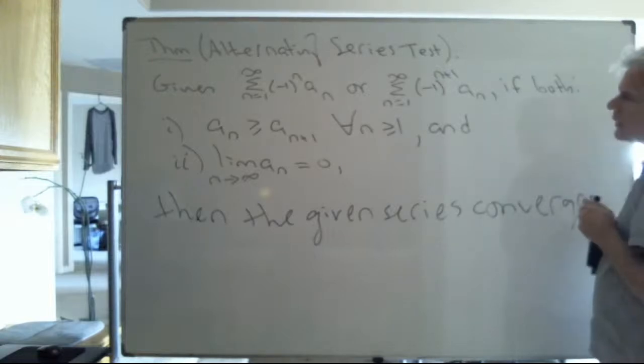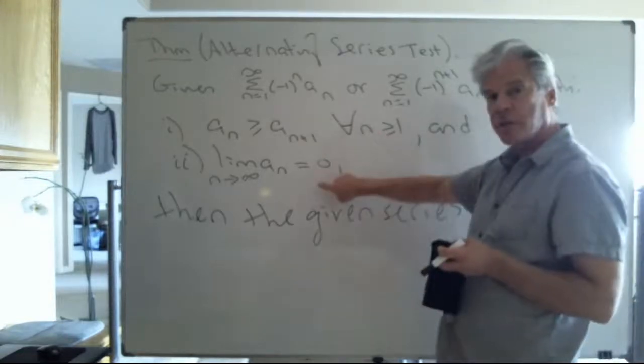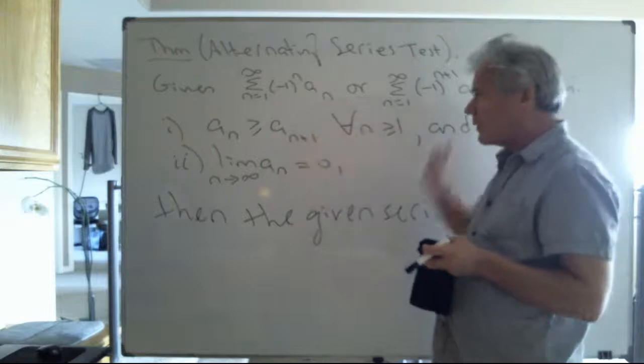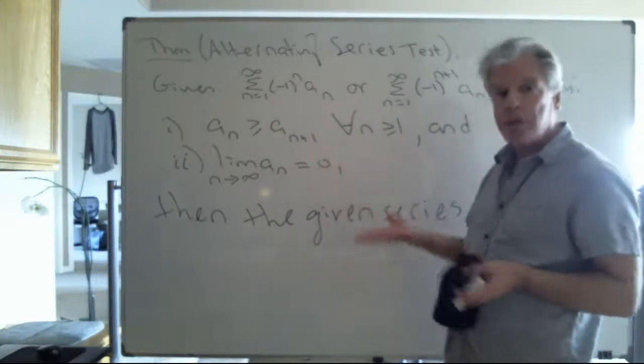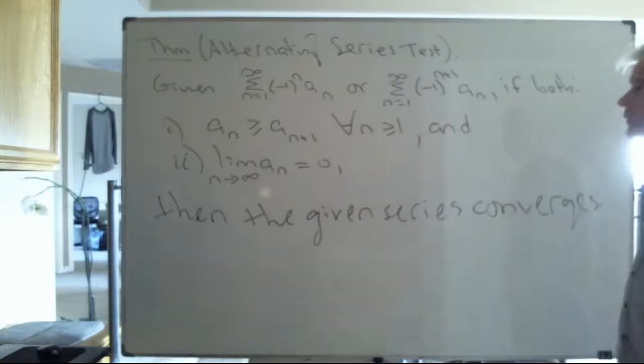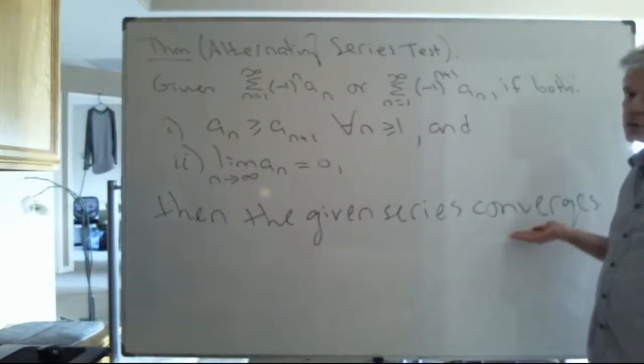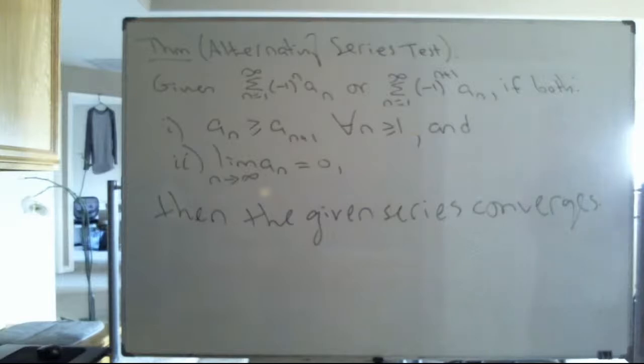So let's be a little careful. If both these conditions are met, the series up here converges, but if either one of these two conditions or both of them are not met, the alternating series test gives you no conclusion. I can never use the alternating series test to conclude that a series actually diverges. So keep that in mind.